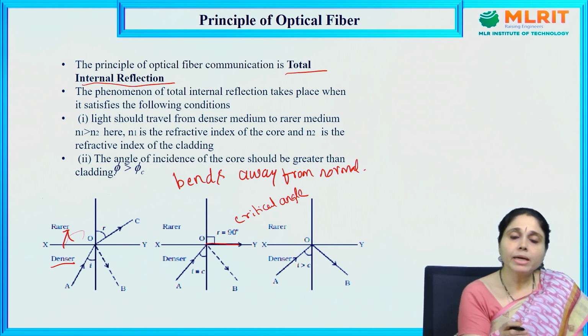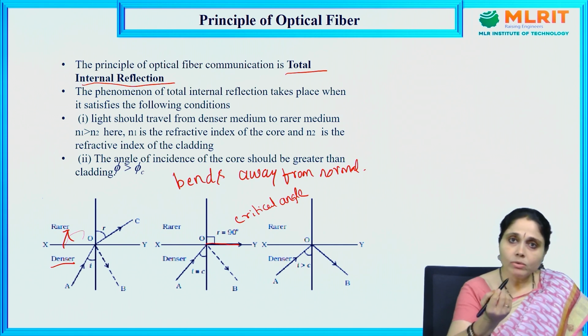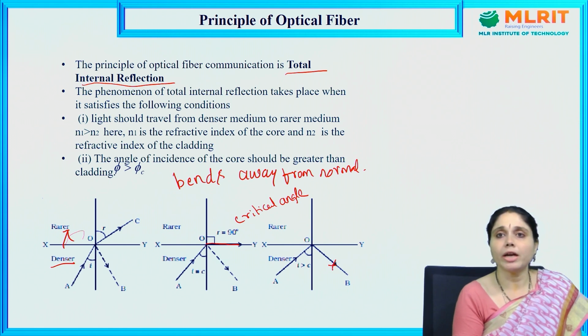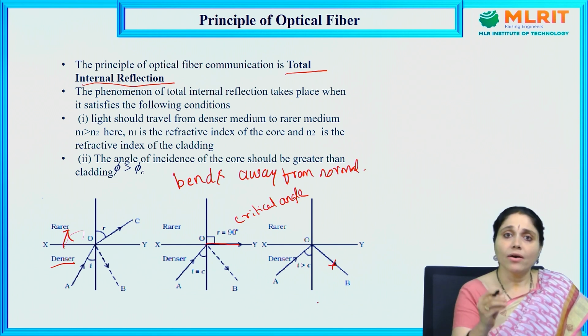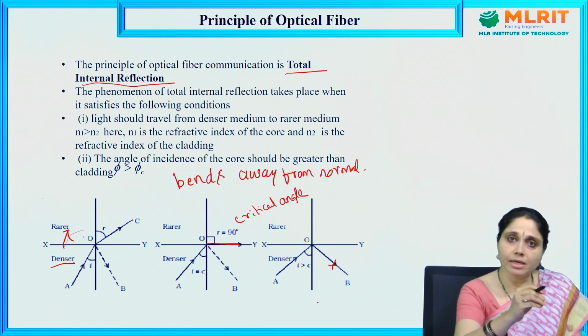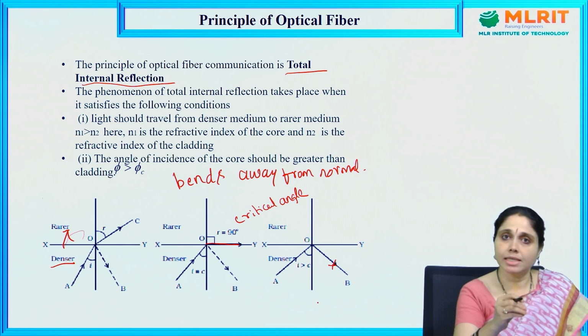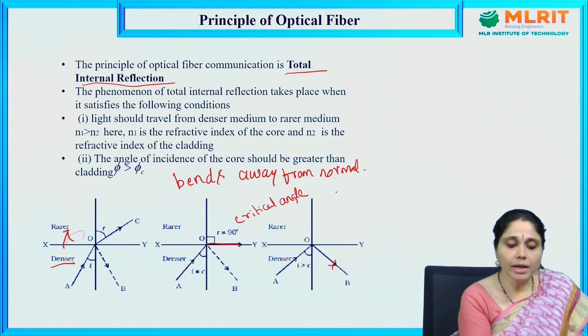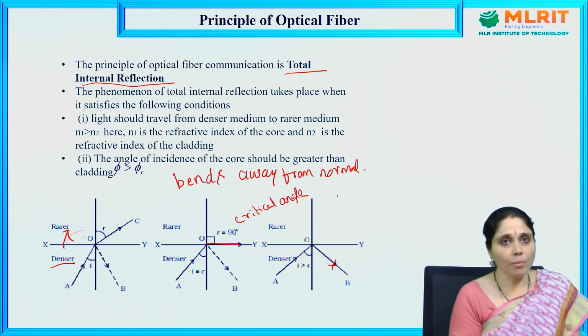And if the angle of incidence is increased beyond that, then at a particular angle the ray of light just bounces back into the same medium. This bouncing back of light into the same medium is known as total internal reflection. That means the medium in which the light starts its incidence, the light bounces back into the same medium. This is the principle of optical fiber.